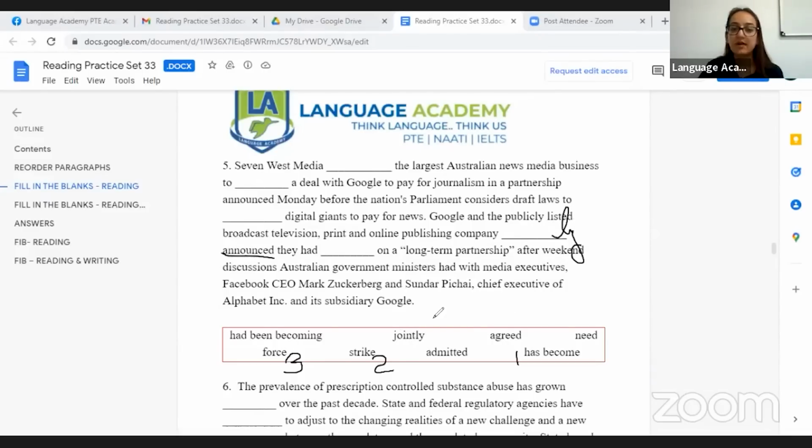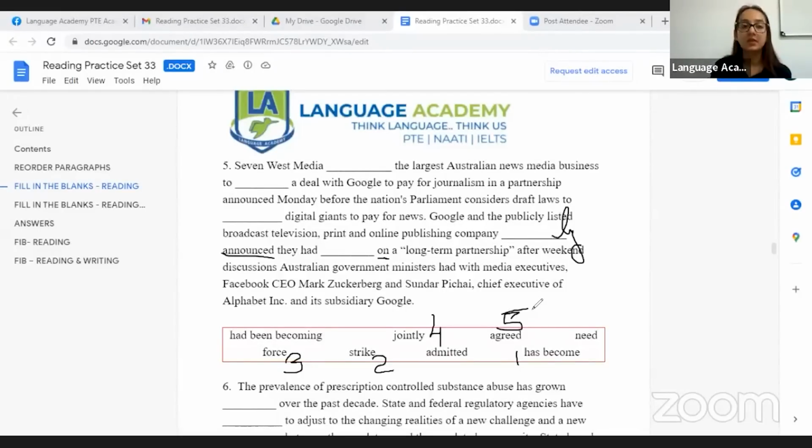So we have only one adverb. They jointly announced that they had agreed on a long-term partnership. Something that goes with on: they announced that they have agreed on. Agreed on is also a collocation. Agreed on means they have finalized this thing. So they have agreed on a long-term partnership after weekend discussions Australian government ministers had with media executives. So these are the answers.